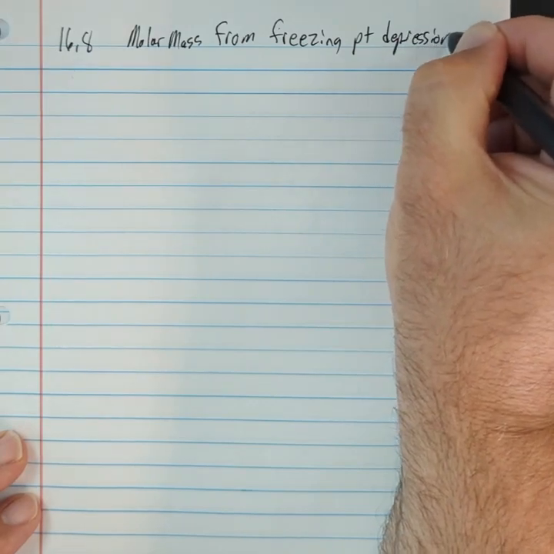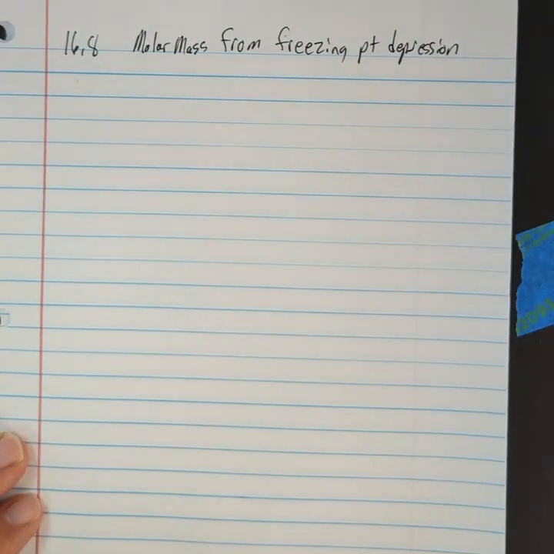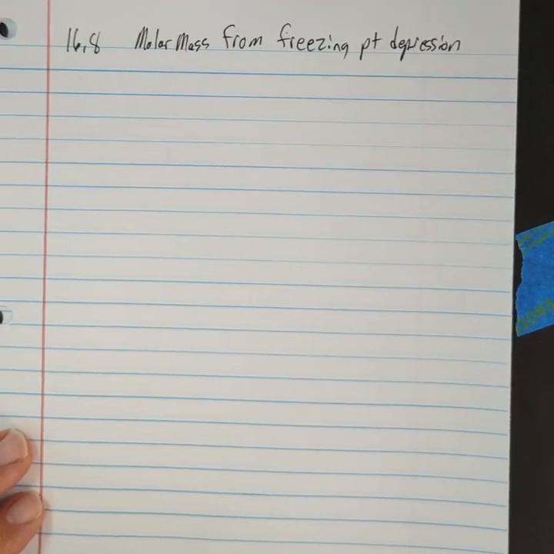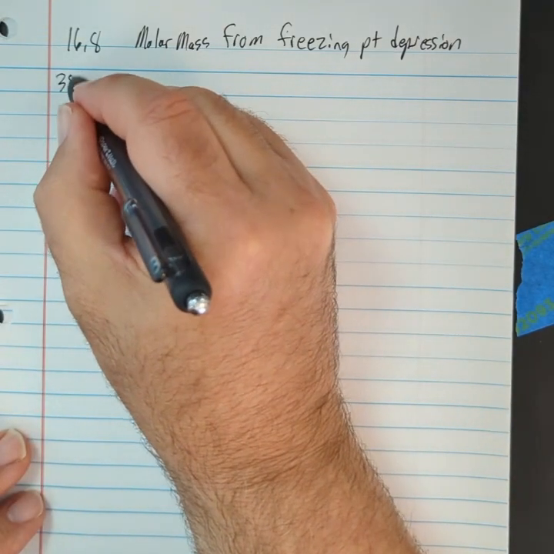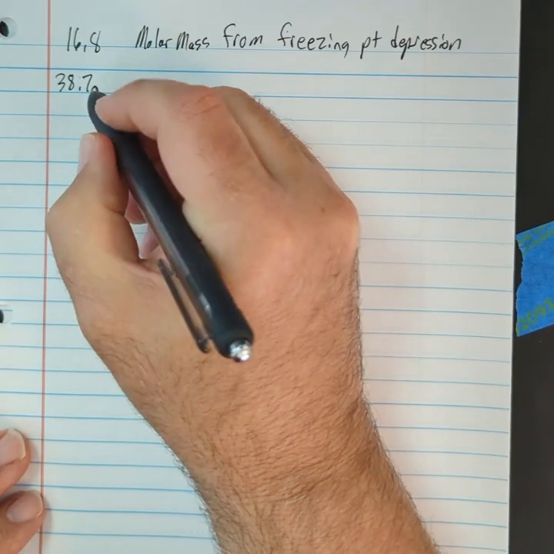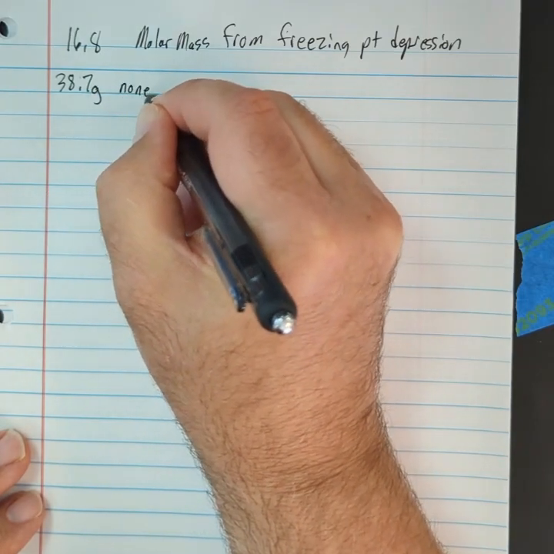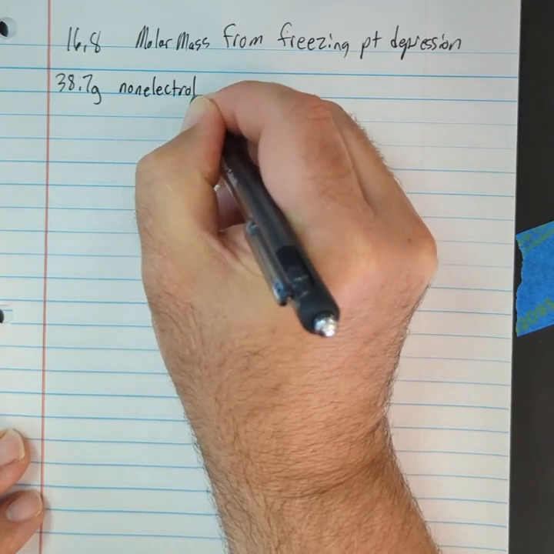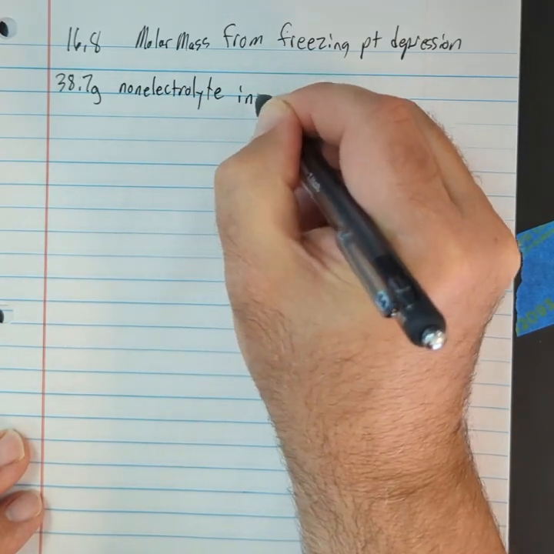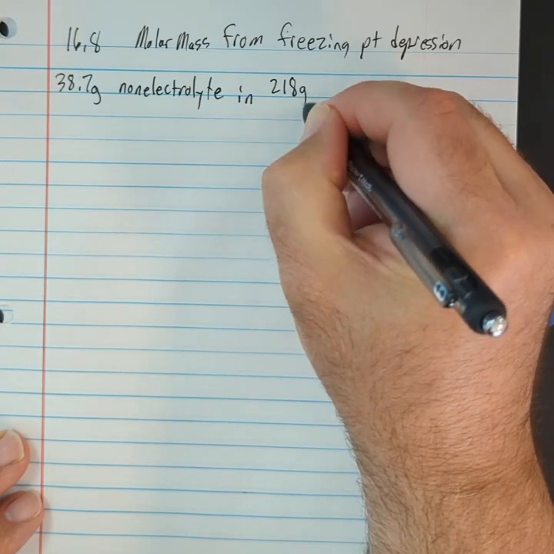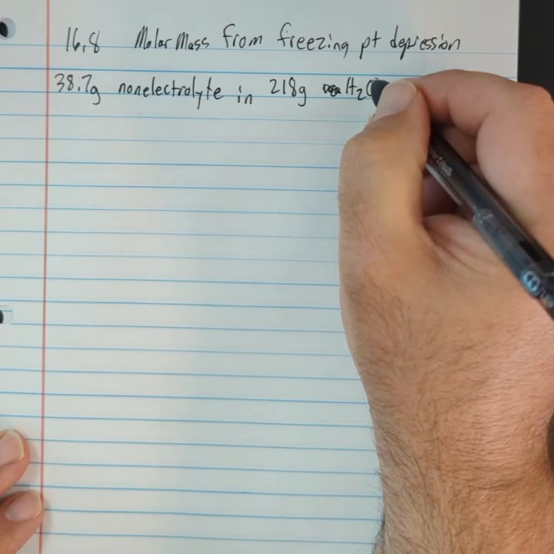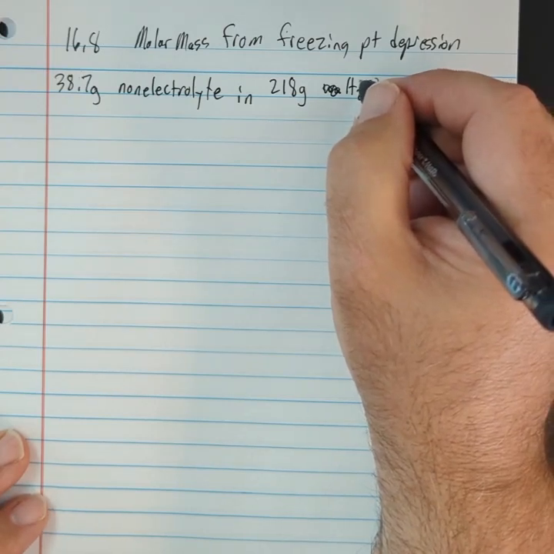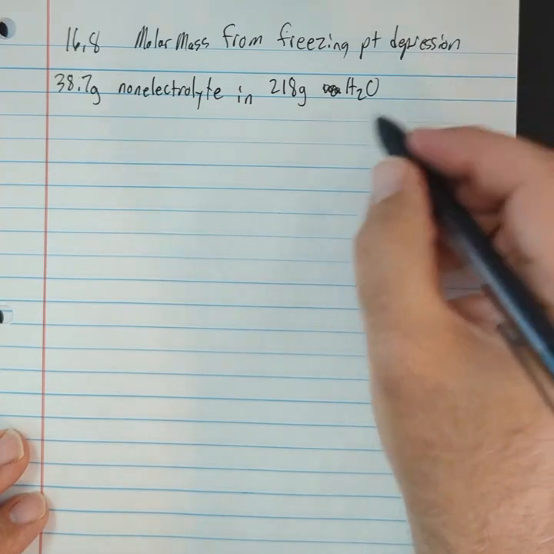So basically we're going to be given how much the freezing point was lowered, and we have to figure out the molar mass that was added to it. Okay? So we have 38.7 grams of a non-electrolyte dissolved into 218 grams of water. The freezing point is measured at negative 5.53 degrees Celsius.